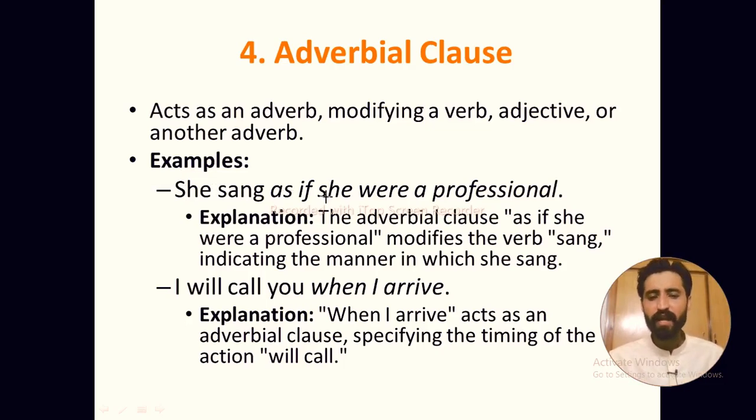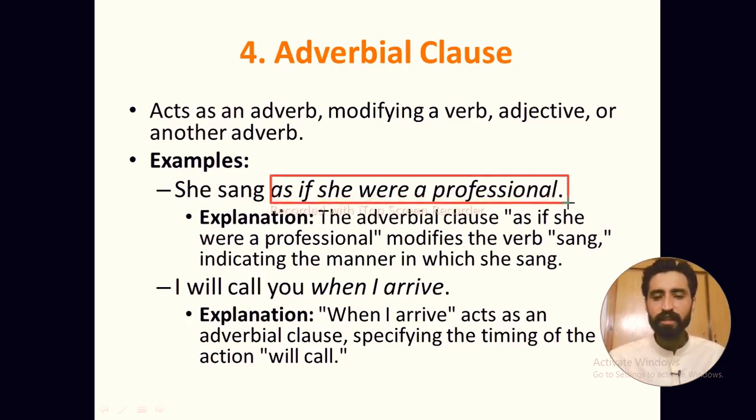Now, she sang as if she were a professional. Now, as if she were a professional basically gives us information about the verb sang, that how this action took place. So this action took place like a professional. I hope you're getting it. How did she sing? Sang is a verb and it is modified by like a professional, right? So as if she were a professional modifies the verb sang, indicating the manner in which she sang.